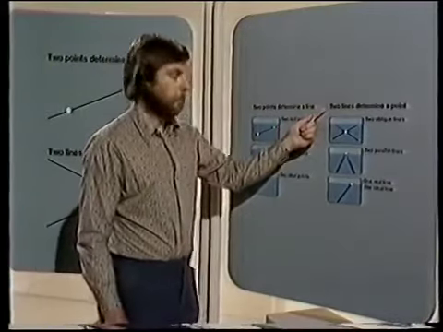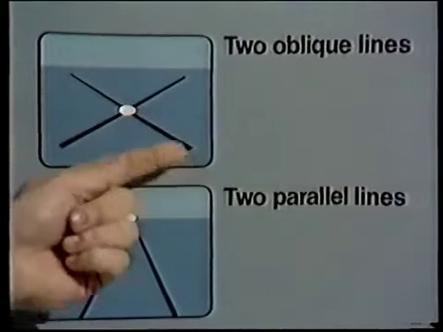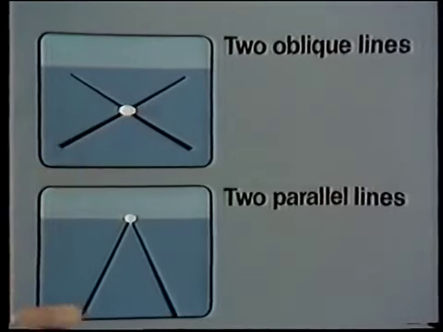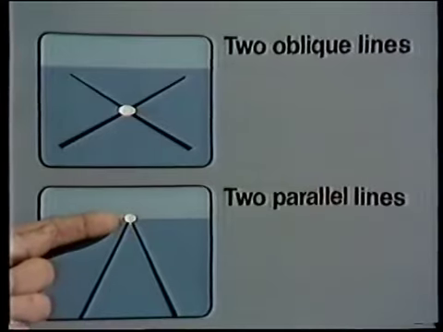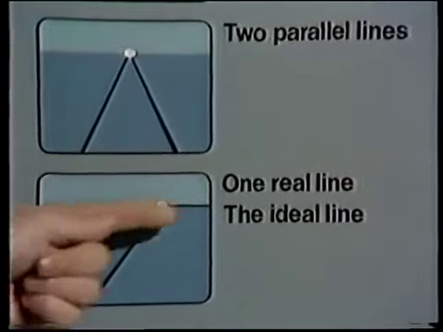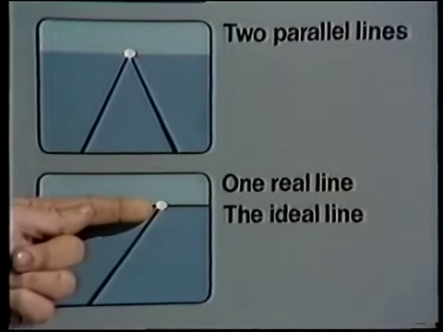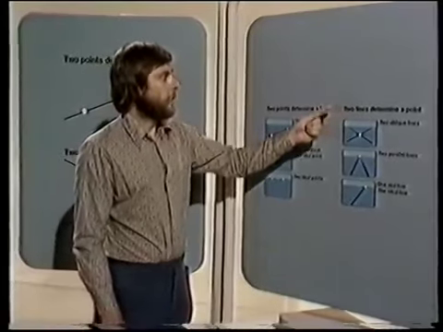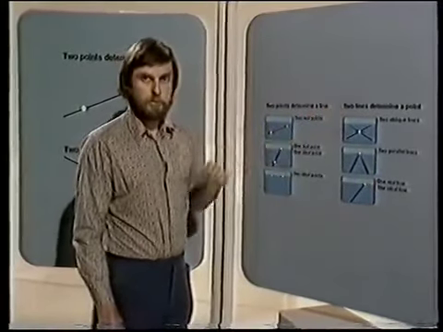What about the second statement? If I have 2 oblique lines, then they determine an ordinary point. 2 parallel lines determine an ideal point, and 1 real line and the ideal line determine an ideal point. So, once again, in projective geometry, 2 lines determine a point. There's no special case.